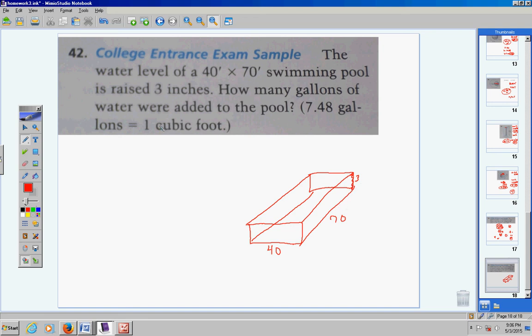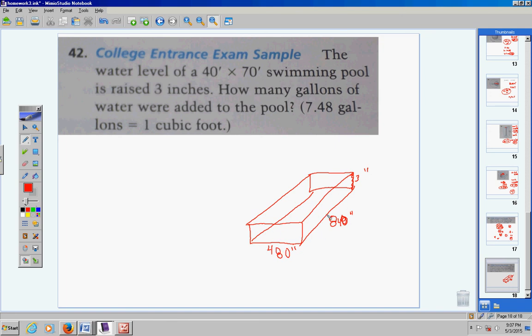Now, how many gallons of water were added? We're going to pretend it's the little bit here that we're adding. First of all, be careful. We have 40 feet, 70 feet, and 3 inches. Everything has to be in the same units. So I'm going to take 40 feet and multiply that by 12, and I get 480 inches. Now I'm going to take 70 times 12, and I get 840 inches.